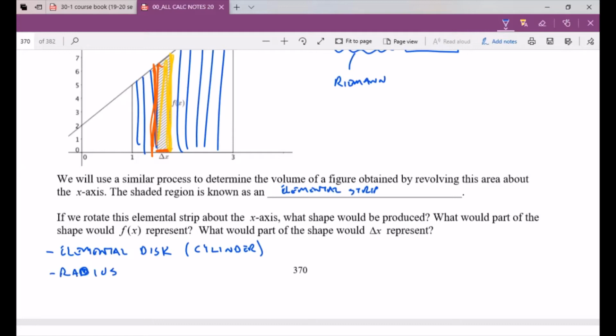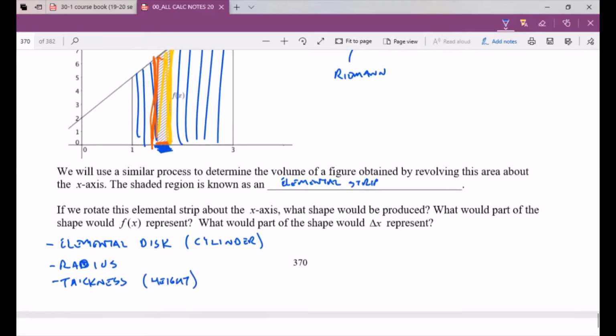Then what part of the shape would delta x represent? Delta x just ends up being the bottom of this. This ends up being the thickness of the disk. You can also think of it as the height, if we're considering it to be a cylinder, it would be the height of that cylinder.